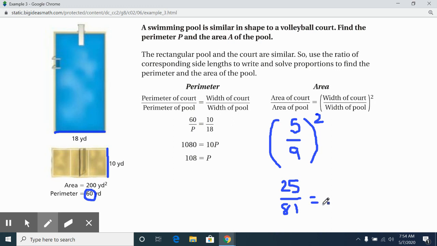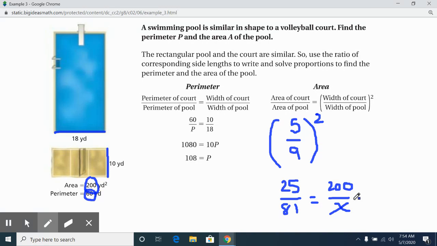Okay, now I'm going to make a proportion using this as my base fraction. The area of the court is 200. Remember, I put the court on top. So I'm going to put court on top again, and then I'm finding the area of the pool. So x. All right, so I'm going to use my calculator this time and show my work.